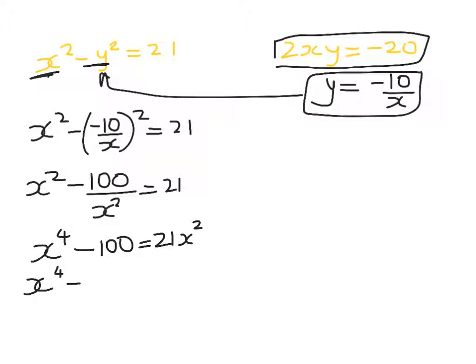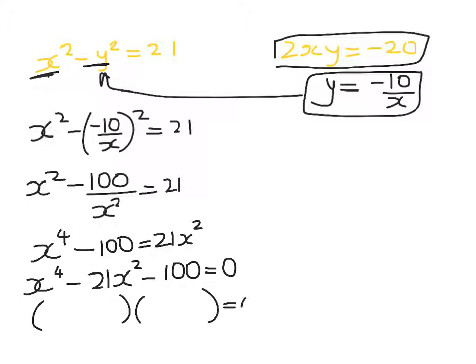Hopefully you're recognizing this now as a disguised quadratic. So don't freak out when you see the x to the power of 4. They're actually pretty straightforward if we recognize the pattern. So for most of you watching, you probably will be able to see that and go straight to factorizing, going x squared something, x squared plus something, x squared minus something. Well, we want minus 21 here and minus 100, so it'll be minus 25 here and plus 4.